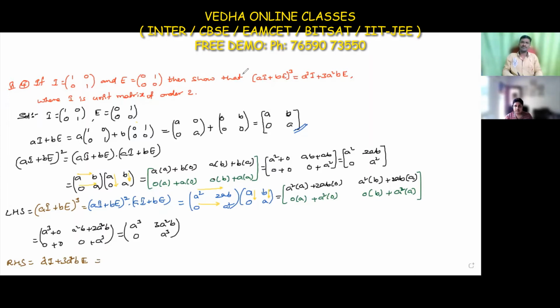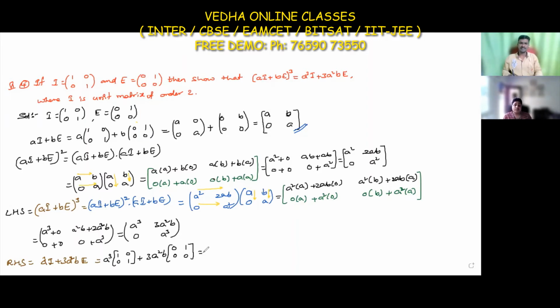So what do we do? A cube matrix multiplying with I. So what is I? I is 1 0 0 1. Plus 3A square B into E. What is E? E is 0 1 0 0.